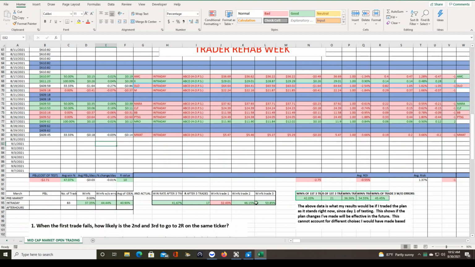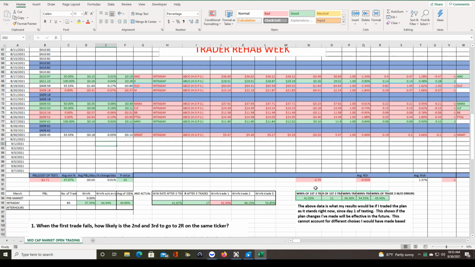Trade number 2 is well above break even. Break even's 33%, so it's at 46.15, and there's the win rate of trade number 3. That's 53.85. Now, the thing about these stats right here is they include every single trade I've taken up to the third trade. So that includes some trades that were taken in error, some trades that I would no longer take based on my current trading plan.